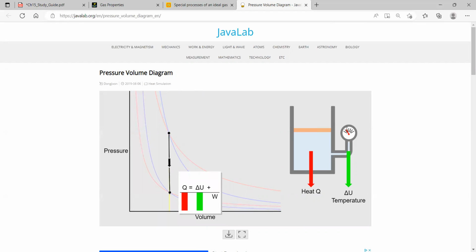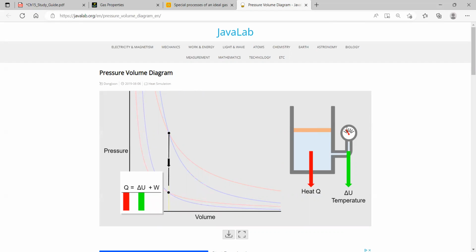Now, another simple process is the isovolumetric process, or isochoric process. Isochoric process means V is constant, which means delta V is equal to 0. When delta V is equal to 0, you see that there is no area under this graph, which means there is no work done. And here in this bar graph, you see that we have Q and delta U, but there is no color for W. So that means W equals 0.